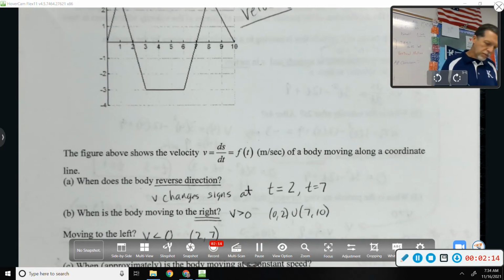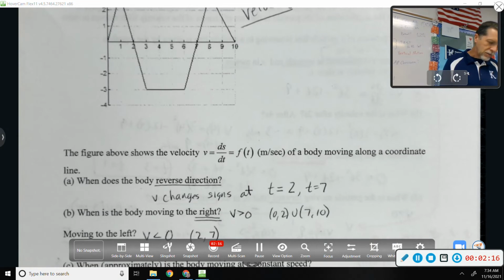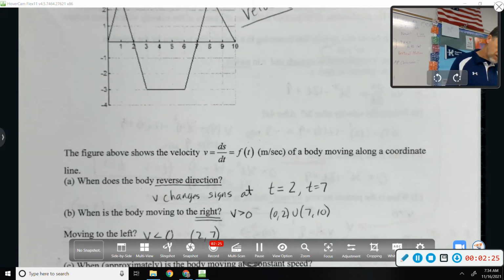When approximately is the body moving at a constant speed? 3 to 6. The velocity isn't changing from 3 to 6.